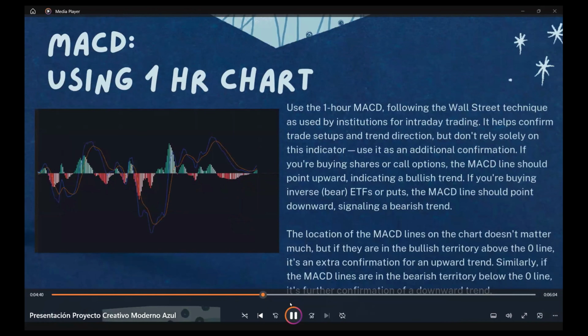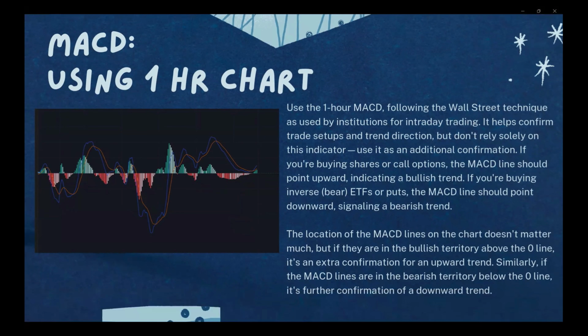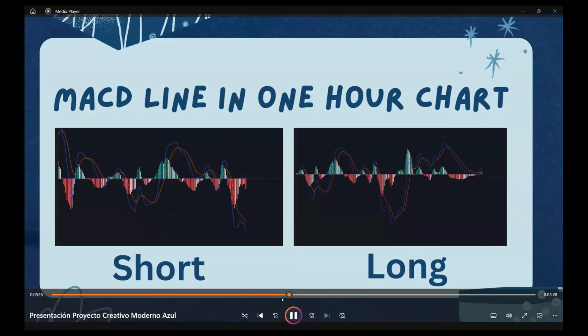What about the location of the MACD line, Mary? Would it matter? Well, in this particular setup, we are only concerned with the direction of the MACD line. But if you see it in the bullish territory, above the zero line, when going for a call, it's an extra confirmation of an upward trend. It's the same if you are going short and the MACD line is in the bearish territory below the zero line. It's another confirmation of a downward trend.